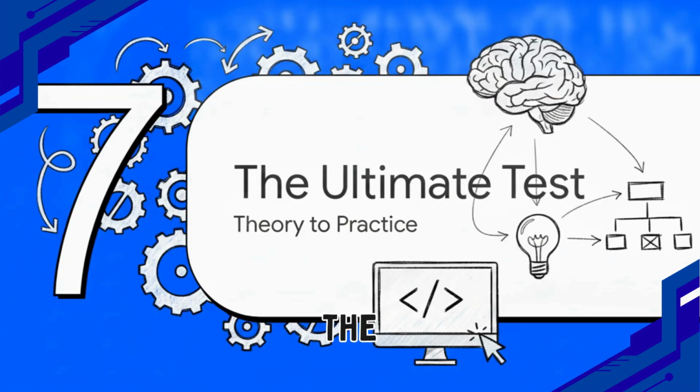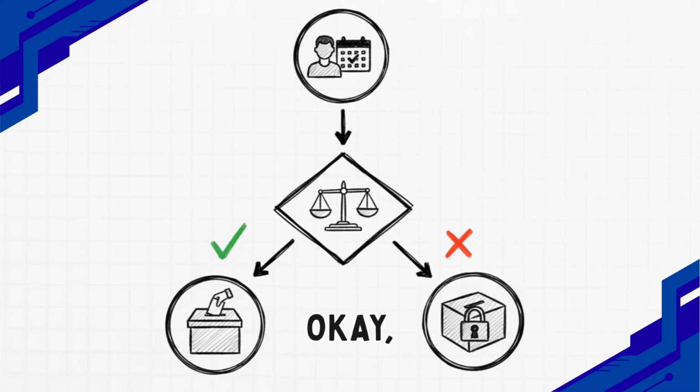Section 7. The ultimate test. Okay, it's time to put all of this theory into practice and prove that you can solve a problem purely through logic way before you ever touch a keyboard. Here's your problem. Determine whether a person can vote. Think about the logic first.